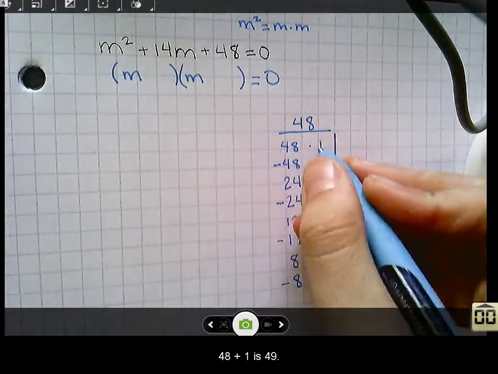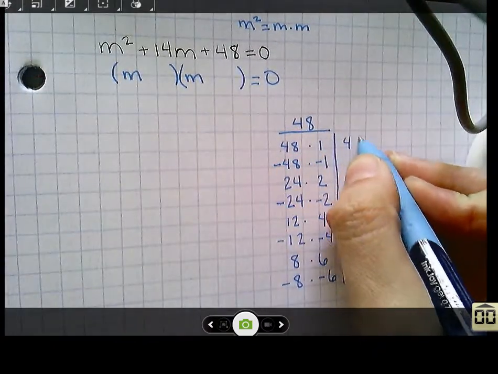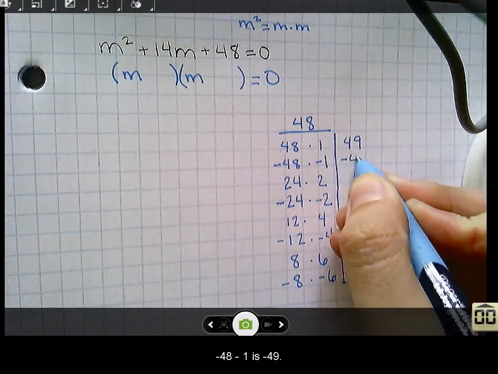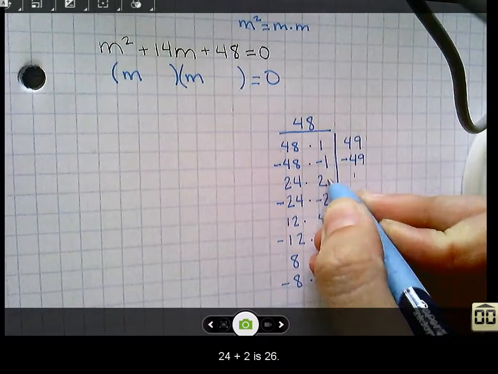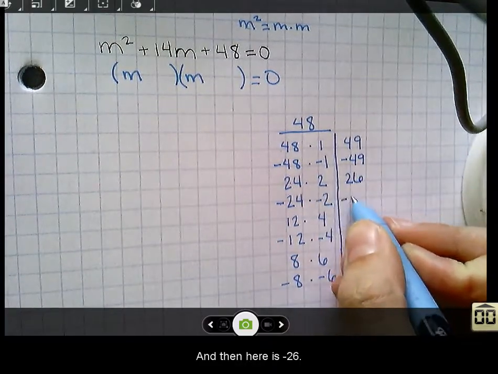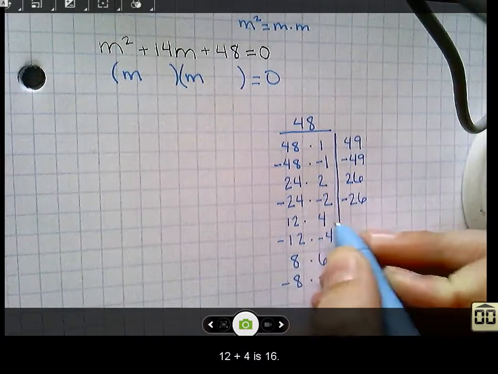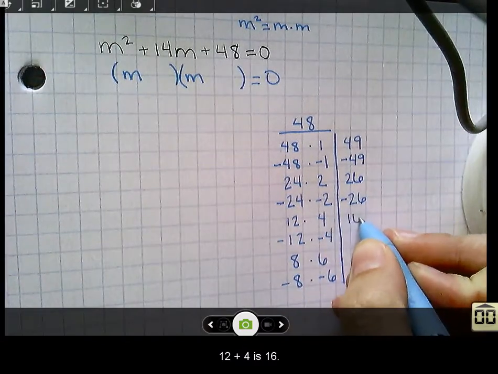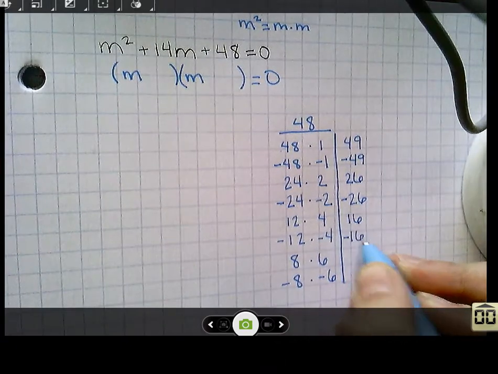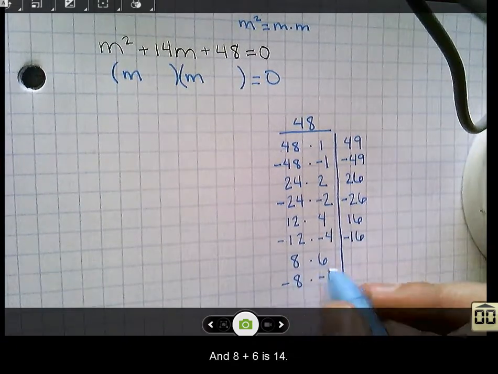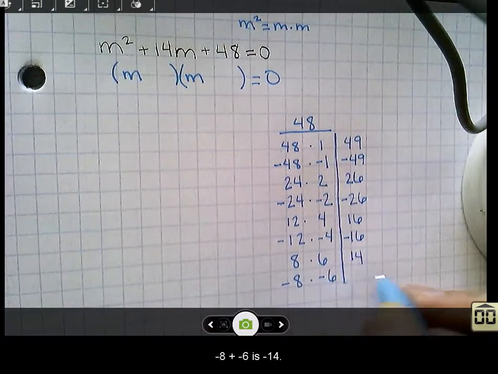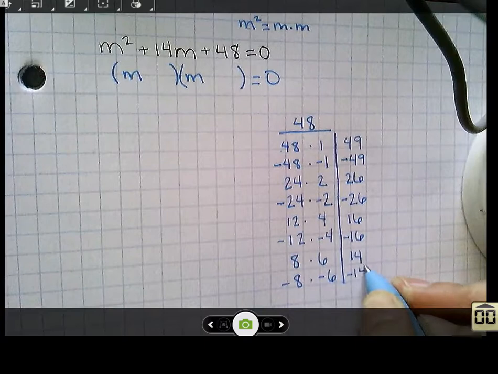So 48 plus 1 is 49. Negative 48 minus 1 is negative 49. 24 plus 2 is 26. And then here is negative 26. 12 plus 4 is 16. Negative 12 minus 4 is negative 16. And 8 plus 6 is 14. Negative 8 plus negative 6 is negative 14.